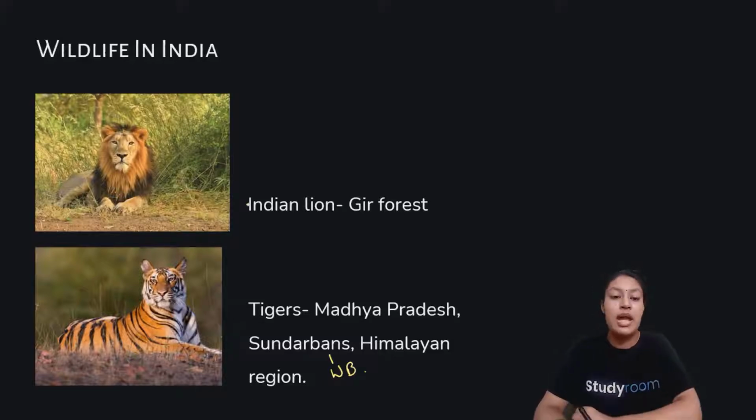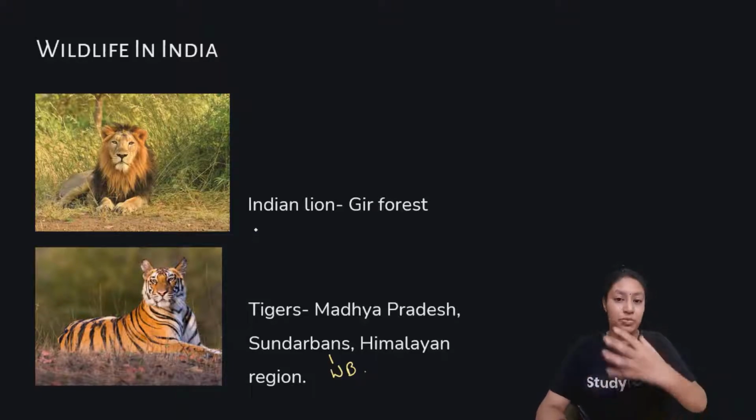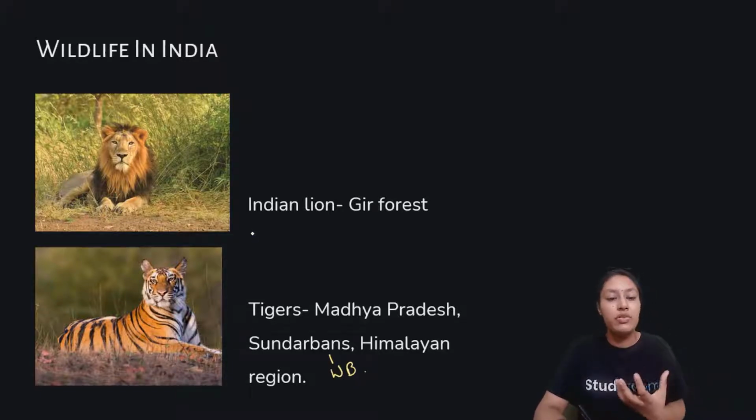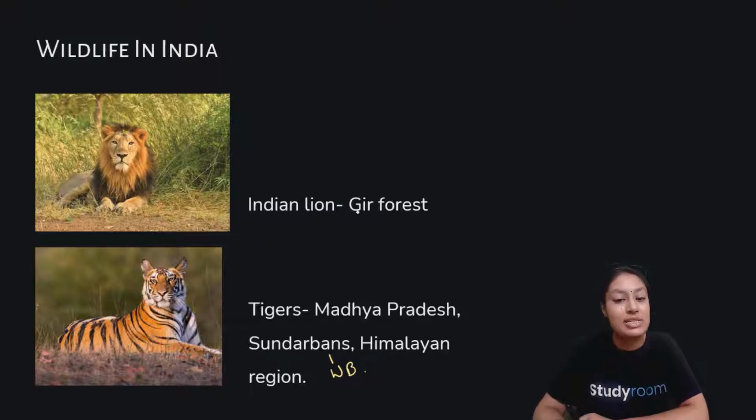The very interesting fact, and a fact to be proud of about Indian diversity, is that India is one of the sole countries in the world where tigers and lions are both present in the same country, though not in the same land. This is so interesting, right? The home of Indian lions is mostly the Gir Forest in Gujarat. Tigers are mostly seen in Madhya Pradesh, the beautiful Sundarbans in West Bengal, and the Himalayan region.